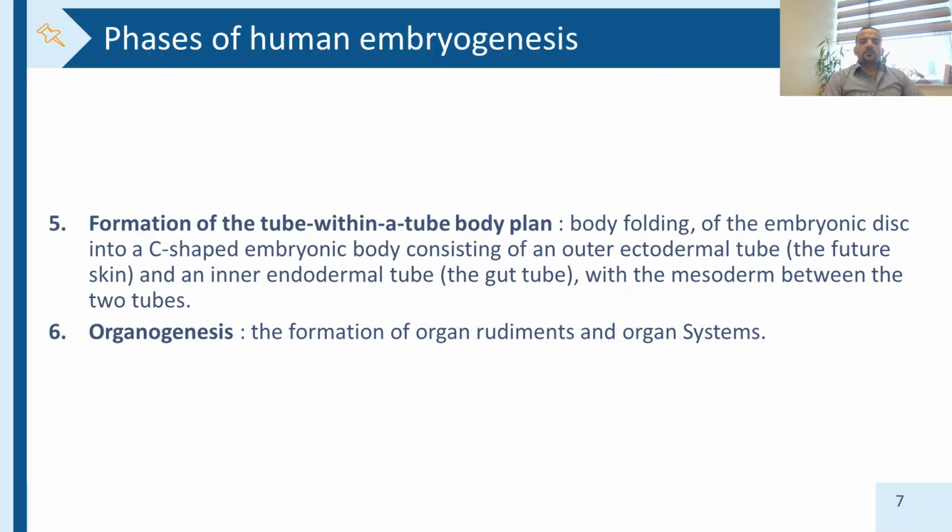The fifth stage is the formation of what we call a tube within a tube body plan. بهاي المرحلة راح الامبريو يتحول من two-dimension embryonic disc into a C-shape, and this is occurred by a process of body folding. The result مثل ما مذكور هو tube within a tube. راح يصير عندنا an outer ectodermal tube اللي هو the future skin, an inner endodermal tube, the gut tube, and the mesoderm in between. المرحلة الأخيرة هي مرحلة تكوين الأورجانز organogenesis.